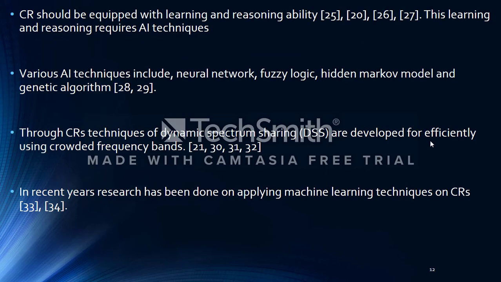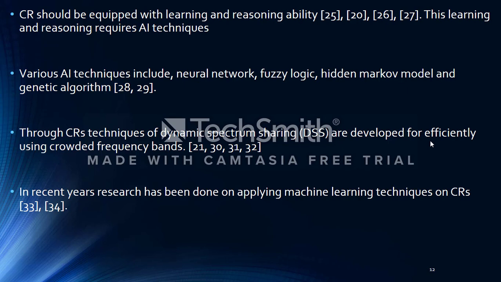Cognitive radio (CR) should be equipped with learning and reasoning ability. This learning and reasoning requires artificial intelligence techniques. Various artificial intelligence techniques include neural network, fuzzy logic, hidden Markov model, and genetic algorithm. Through cognitive radio, techniques of dynamic spectrum sharing are developed for efficiently using crowded frequency bands.